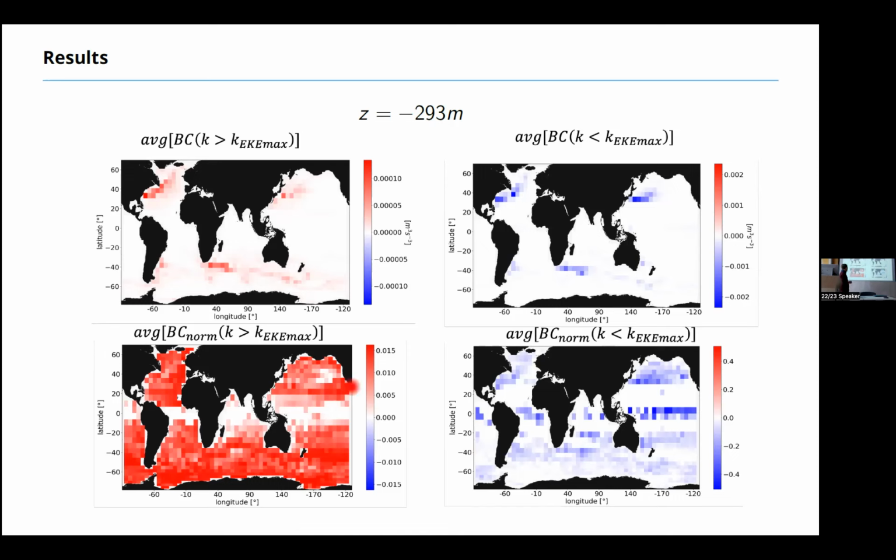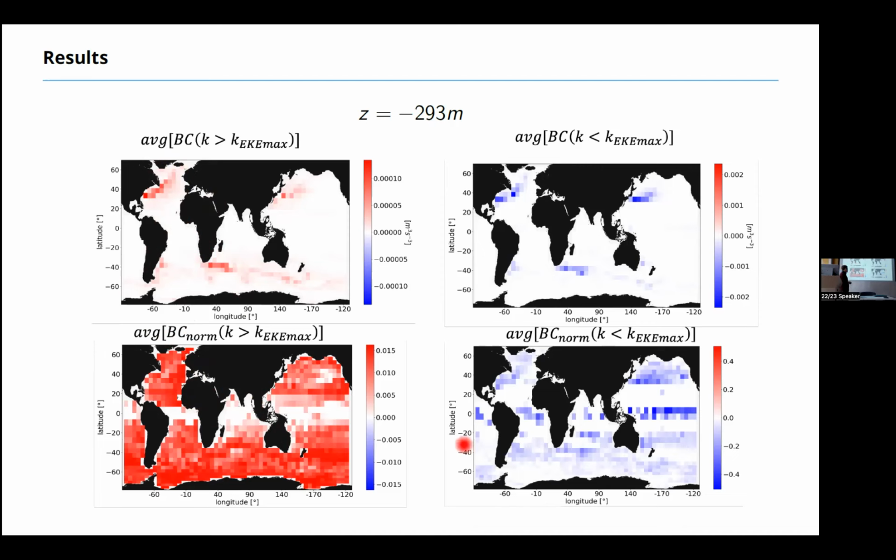And then in the lower two panels, I show the average over the same range in K, the same wavenumber. But this time I normalize with the integral of the baroclinic conversion. So basically here on the left, you can see that positive baroclinic conversion takes place everywhere. It's just stronger here in the western boundary currents and the ACC, but it takes place everywhere apart from the equator, as you can see here.